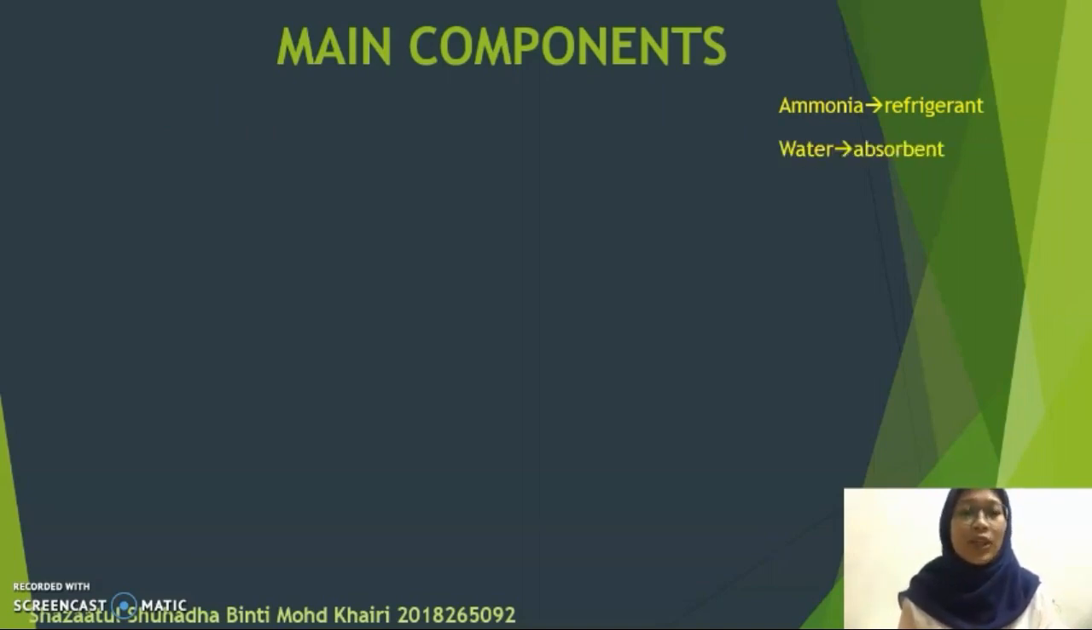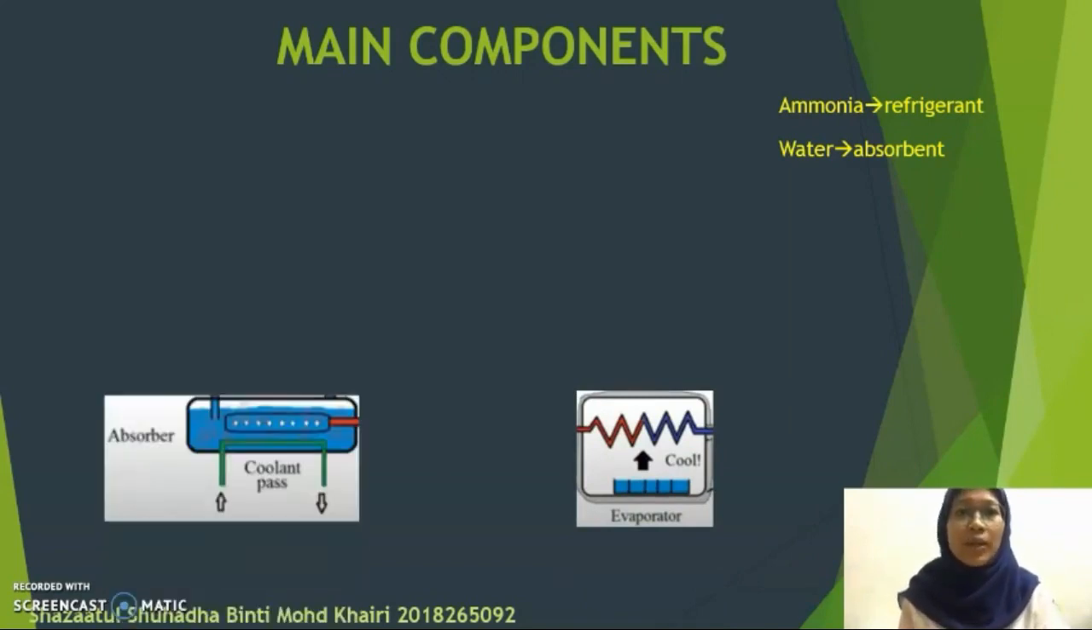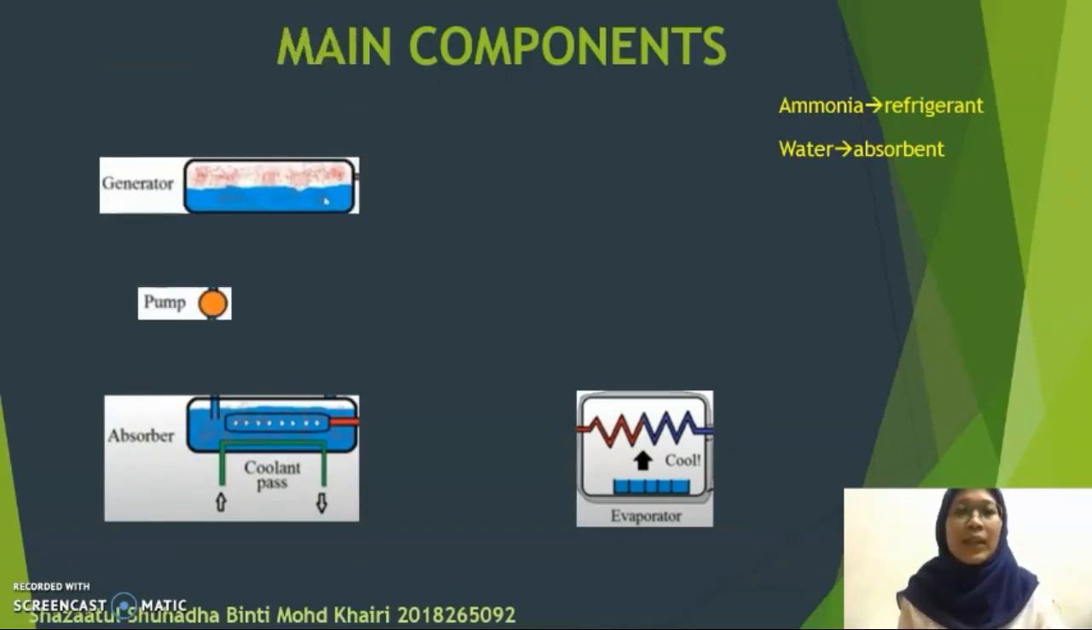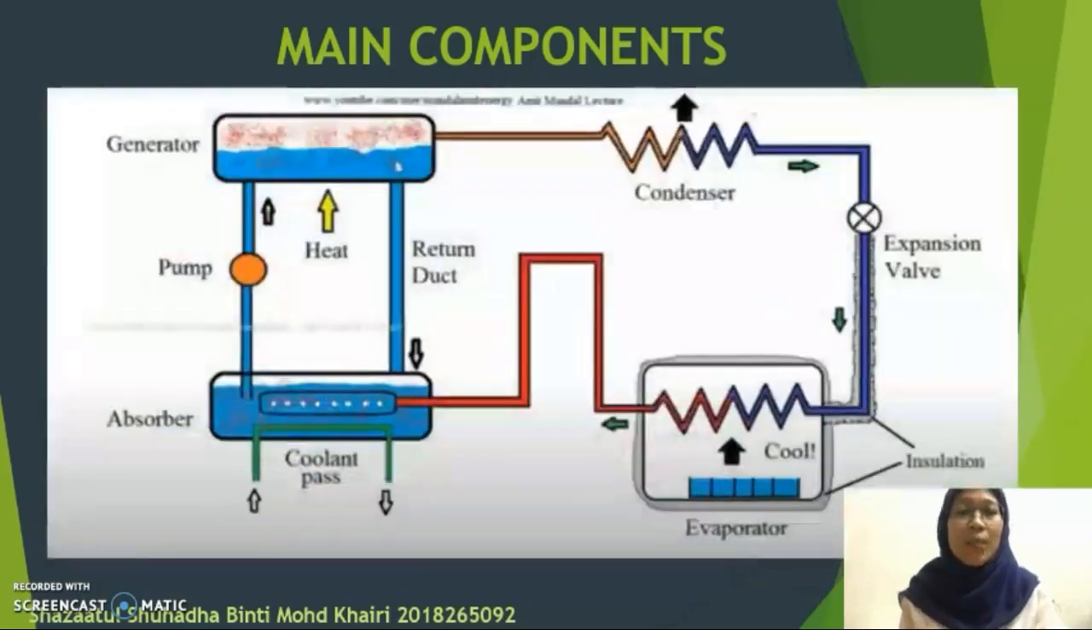So now let's look into the major parts and components of the system. Firstly, we have the evaporator. Here the refrigerant effect, or cooling effect, will take place. Next we have the absorber, and then the pump, which is placed beside the absorber. We have the generator with an analyzer that fits on top of it, and then the condenser, and lastly the expansion valve. All of these components are connected with connecting pipes, and together these major components construct the vapor absorption refrigeration system.